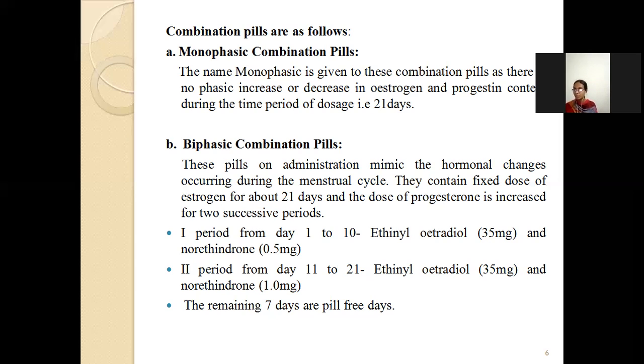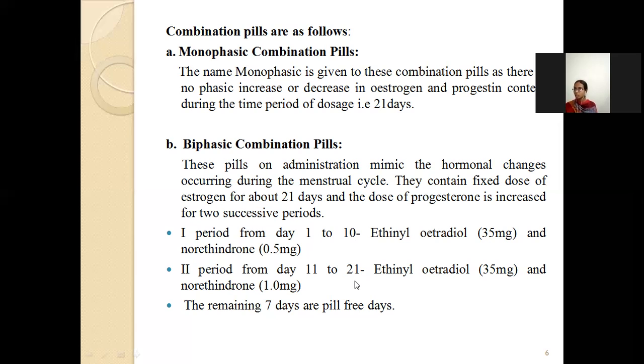In the biphasic combination pills, what will happen? Here, the estrogen is taken in a fixed quantity, but the progesterone is increased for the two successive periods. Means the estrogen is taken in the same quantity for the two periods, but the progesterone is increasing its quantity. So here we are seeing two periods. The first period is from day 1 to 10 days, and the second period is from 11 to 21 days.